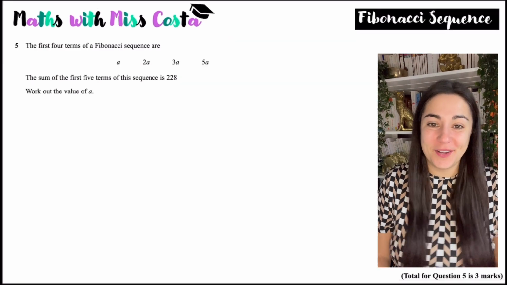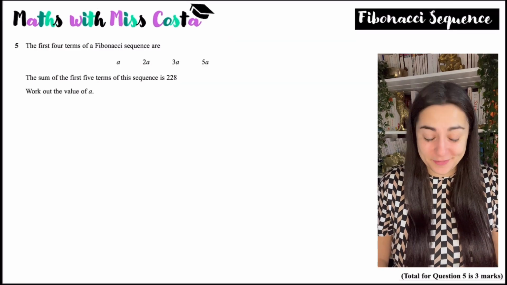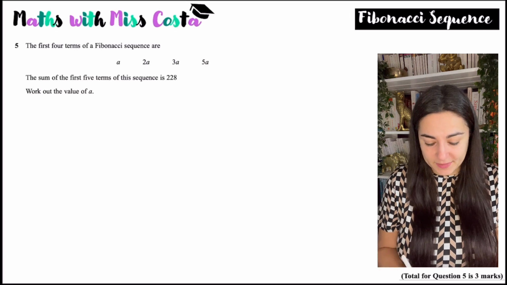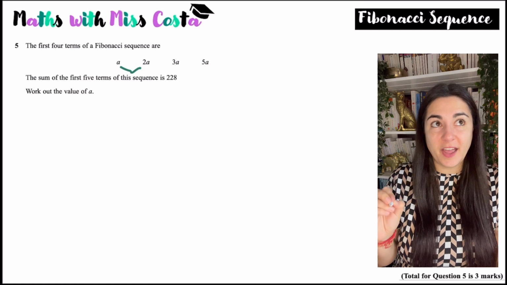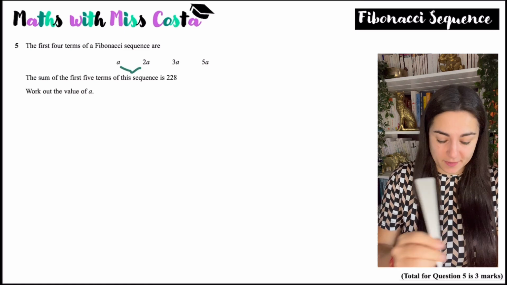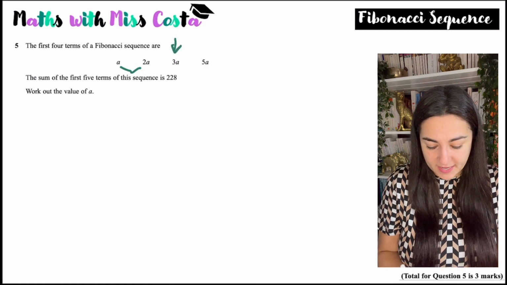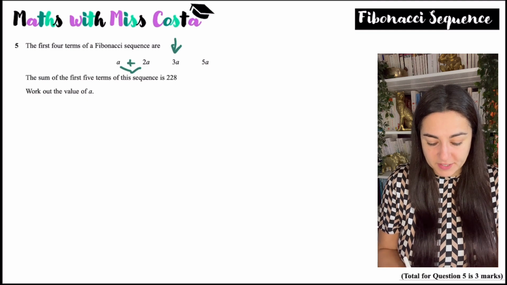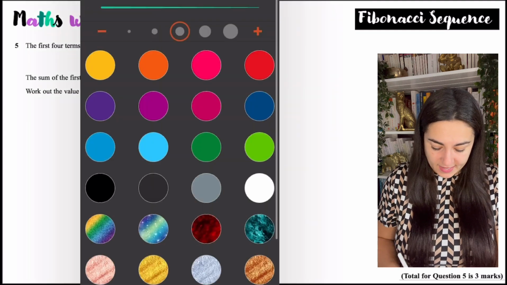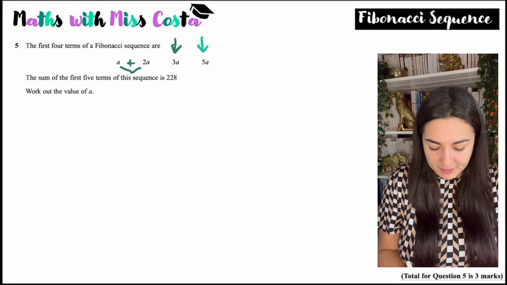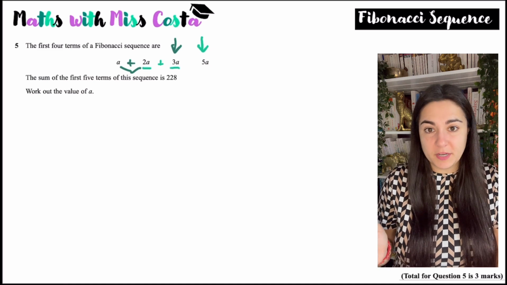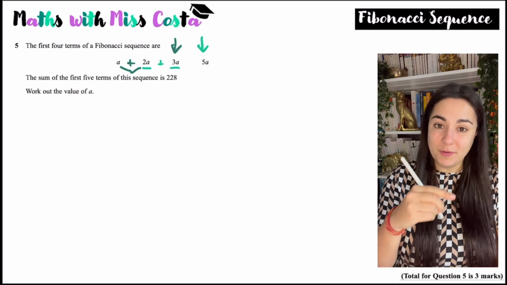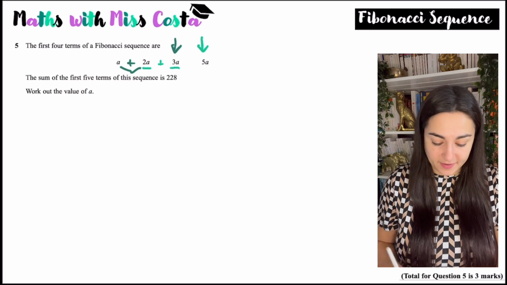So here I've got a Fibonacci sequence, and Fibonacci sequences are really fun. All a Fibonacci sequence means is that each term is made up of the previous two terms. So the third term here is made up by doing A plus 2A, which is obviously 3A. The next term is made up by doing the previous two terms, so 2A plus 3A is 5A. Okay, so that's all a Fibonacci sequence is. It's the sum of the previous two terms that gives you the next term.